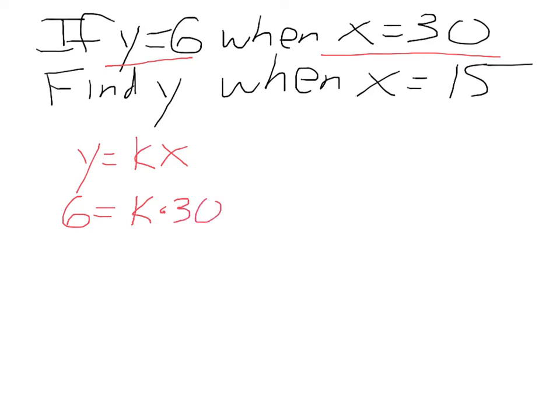Okay, how do I solve for k? Divide both sides by 30. Good. And so what is k? K is 1/5. Now I want to find what y is.